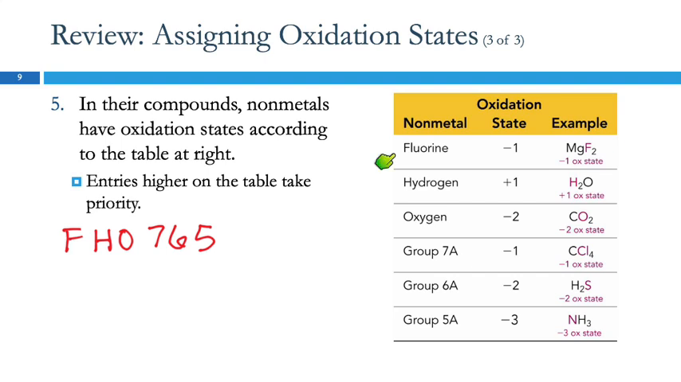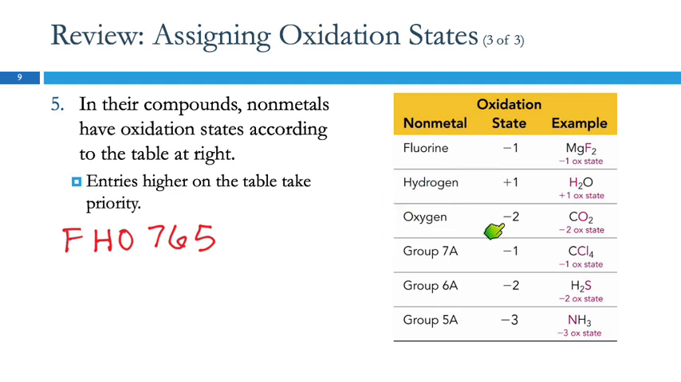So if fluorine was an ion, what charge would it have? -1. So fluorine, -1 oxidation state. The list here tells us the order in which these elements get to choose their oxidation states in a compound, because they don't always get the preferred oxidation state. Fluorine will choose -1. Hydrogen ions are +1.